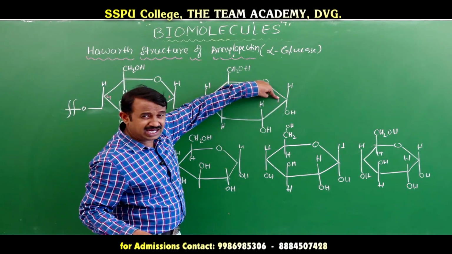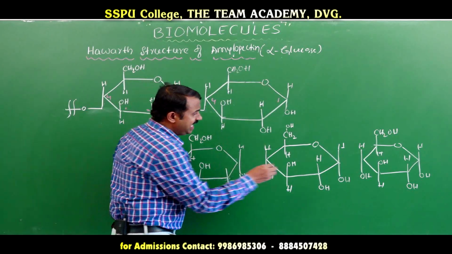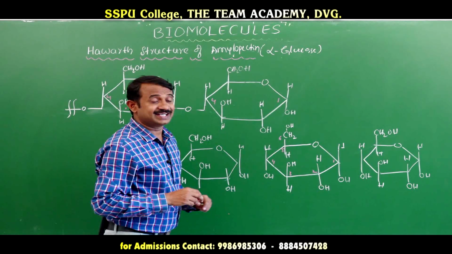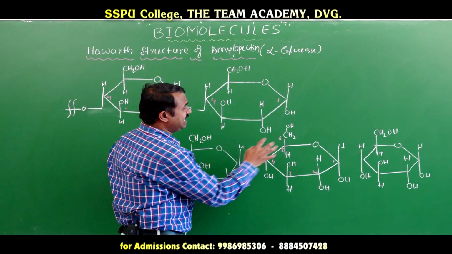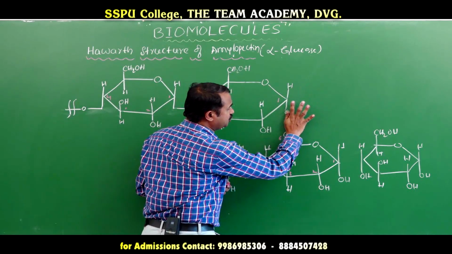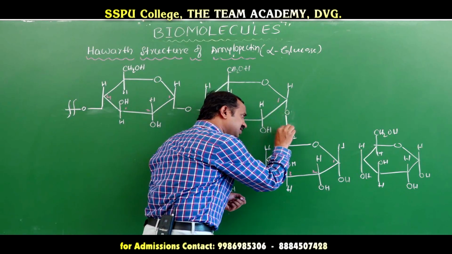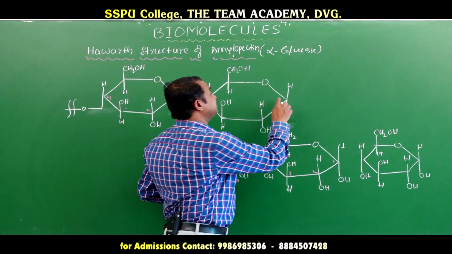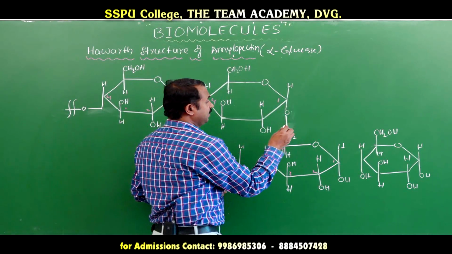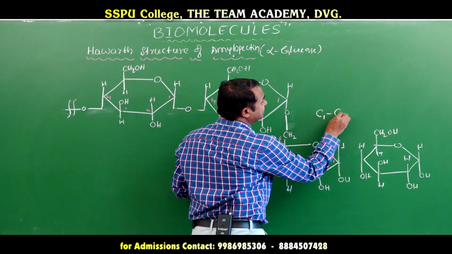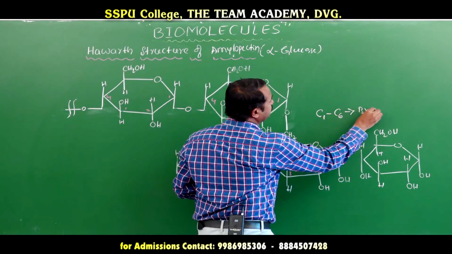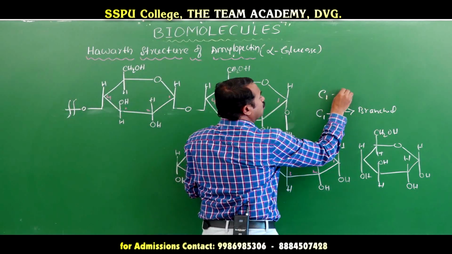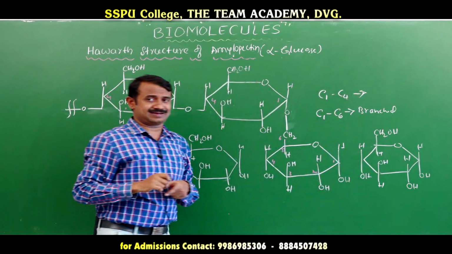C1 linkage of one alpha glucose, and here 1, 2, 3, 4, 5, 6. C1, C6 with elimination of water, OH and H. With elimination of water, the linkage is called glycosidic linkage between the C1 and C6. Between the C1 and C6, that is a branch. Between the C1 and C4, this is linear.